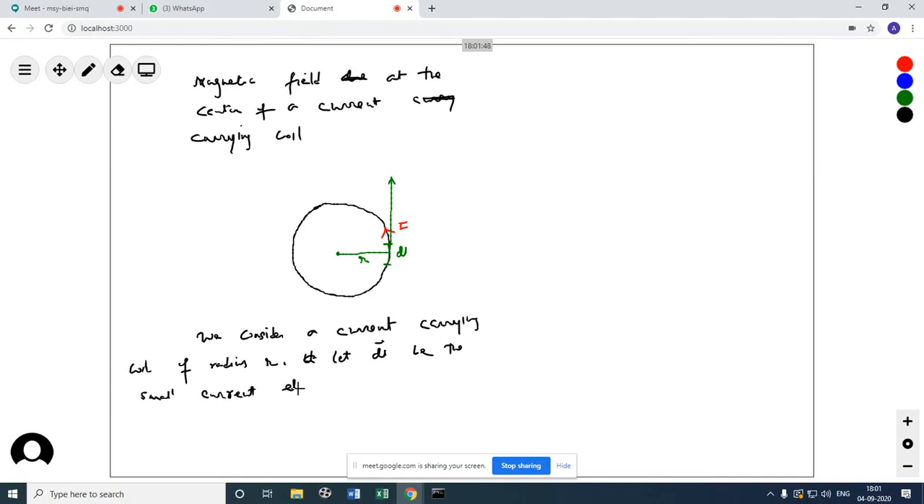So you must be knowing what a current carrying coil is. A coil is just a wire which is in the form of a circle. So imagine we have a current carrying coil, a circle. This is one single coil which is carrying a current like this way. Got it? Its radius is R. This is our length dl.